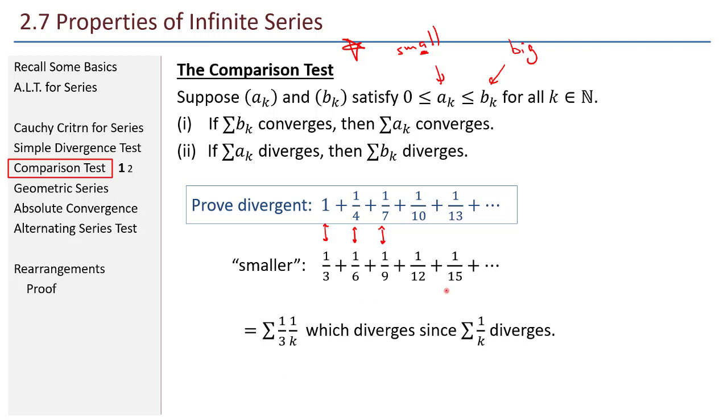And it does, because that series down there is really like 1/3 times 1 over k. Now, I know that the harmonic series, 1 over k, diverges, so certainly multiplying through by 1/3, that's also a divergent series. So there we go, our smaller series diverges. And so the larger series diverges as well.